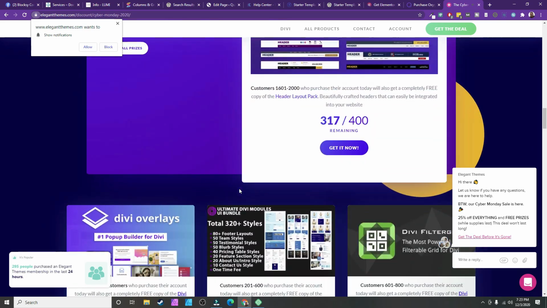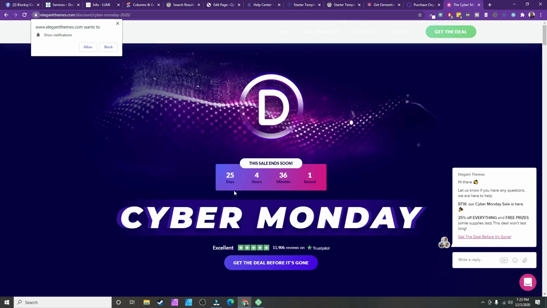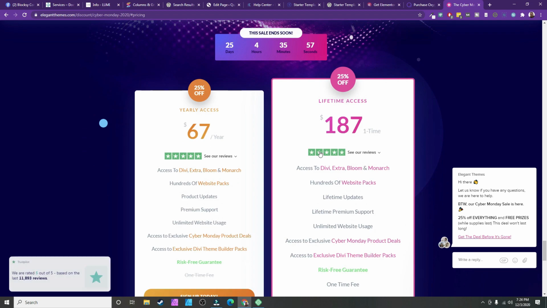So Divi has always been doing their pricing. And let me see if I can even find it. There's so much trash on this page. So let's look at the deal. So right now it's $187. I think it's normally $250. I bought it when it was $250. But with $25 off, and this is one time.